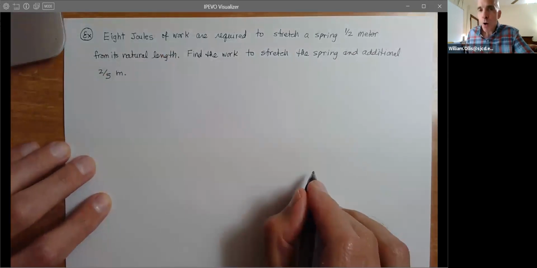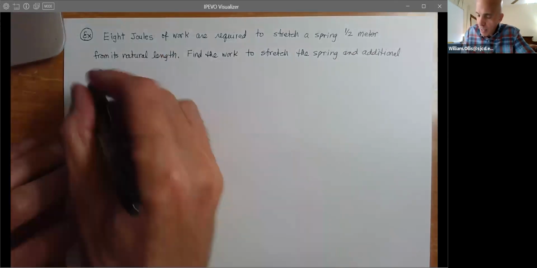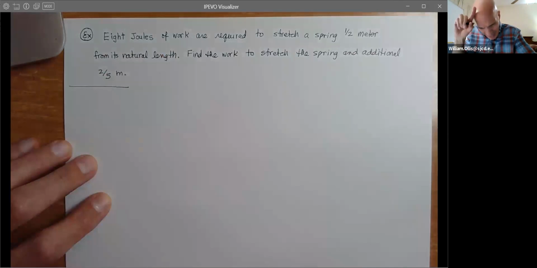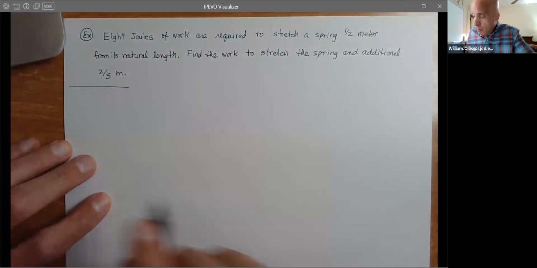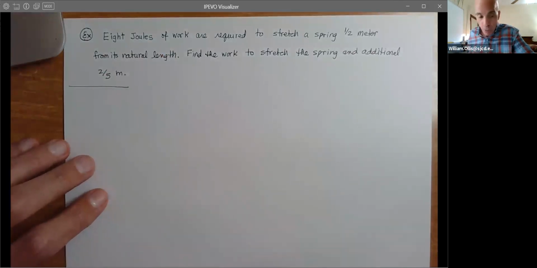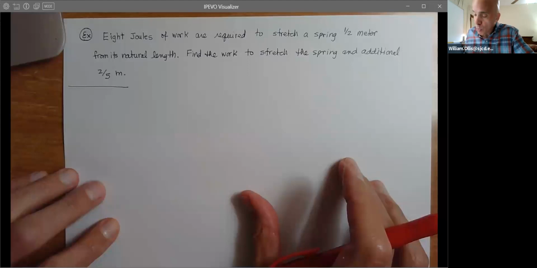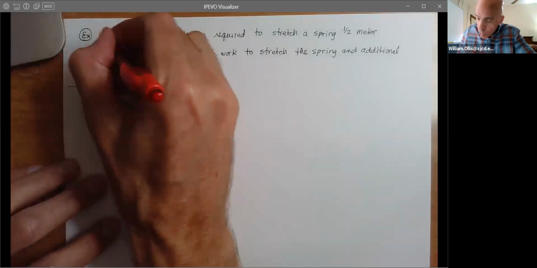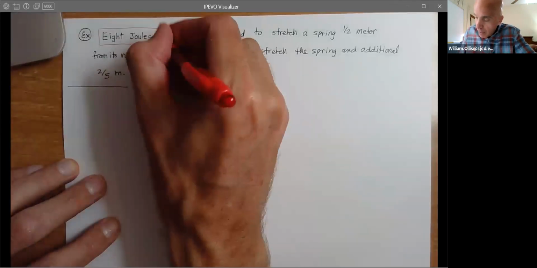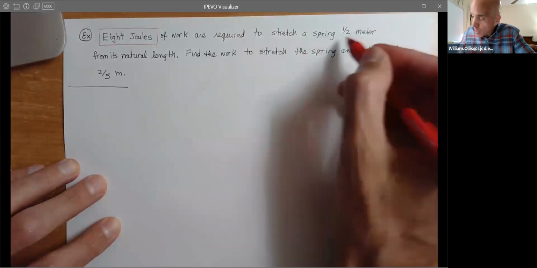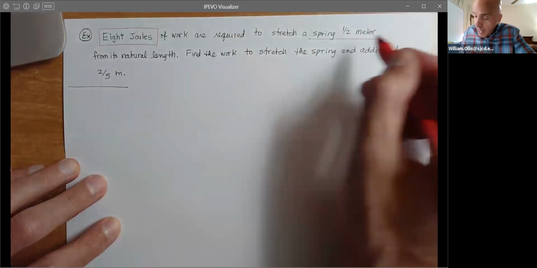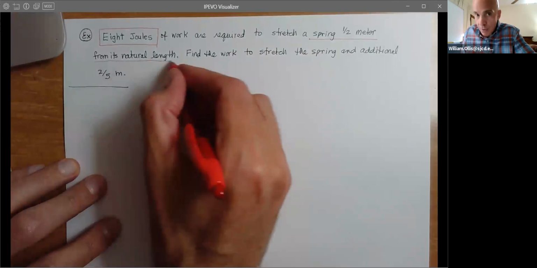So this problem is written in an interesting way and more complicated than the last one, but we still use Hooke's law, and we still use the definition of work with the Riemann integral. So now look, we have 8 joules, that's work, required to stretch a spring 1/2 meter from its natural length.